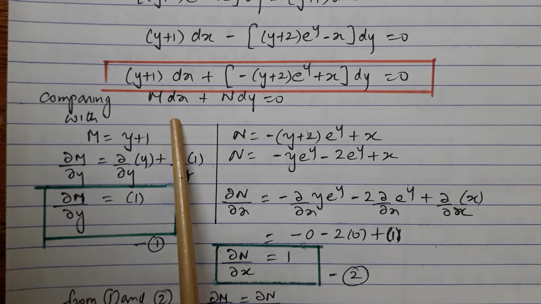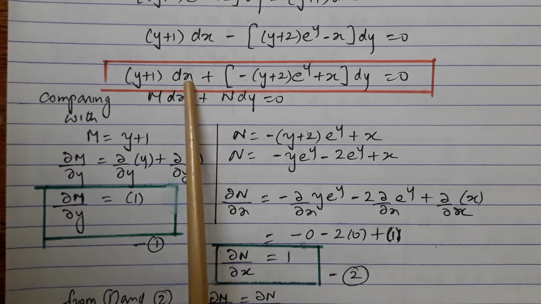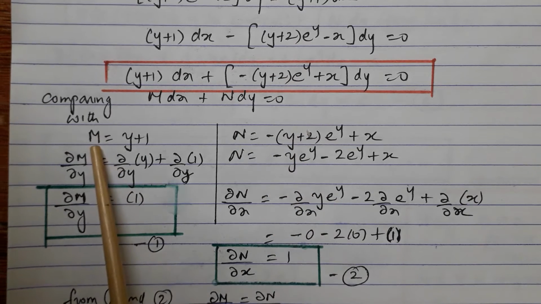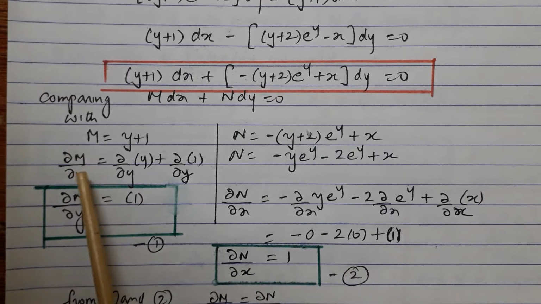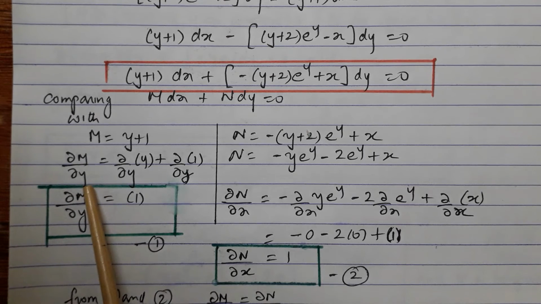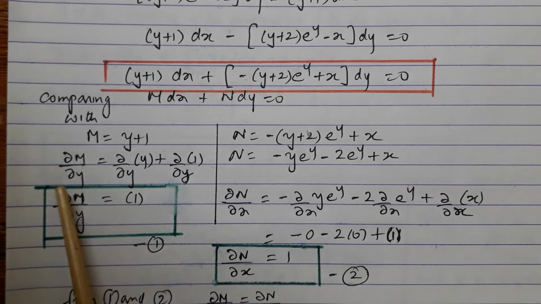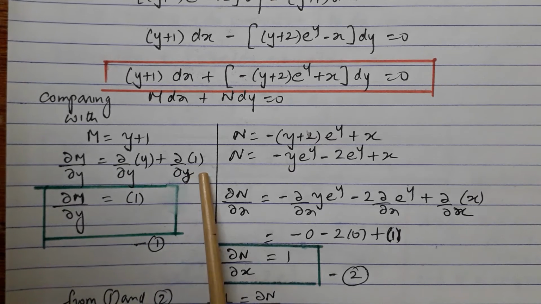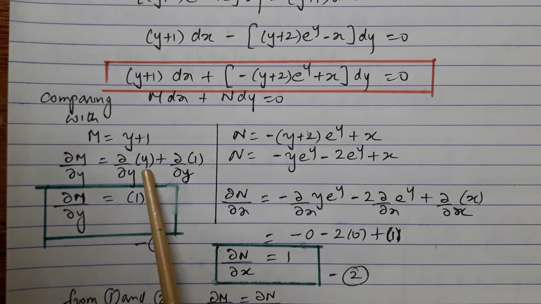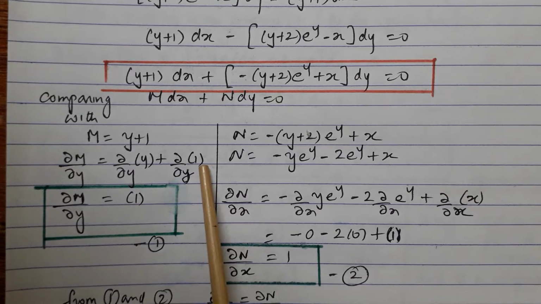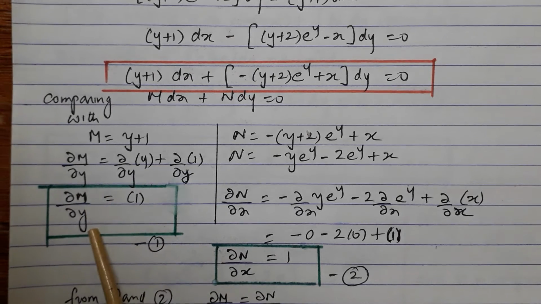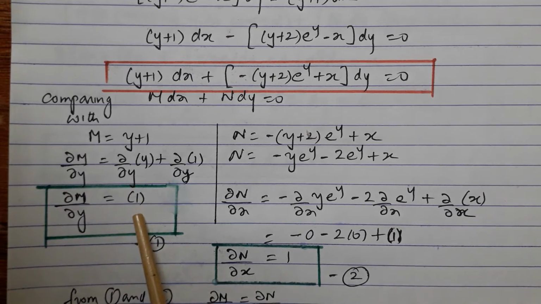So now let us first prove that this equation is an exact differential equation. So M is y plus 1 and let us differentiate this M partially with respect to y. So del M by del y is equal to del by del y of y plus del by del y of 1. So the derivative of y is 1 and 1 being a constant, its derivative is 0. So del M by del y is equal to 1.